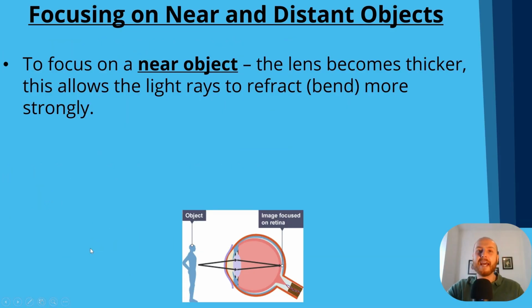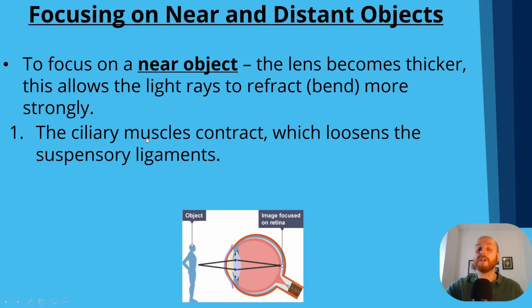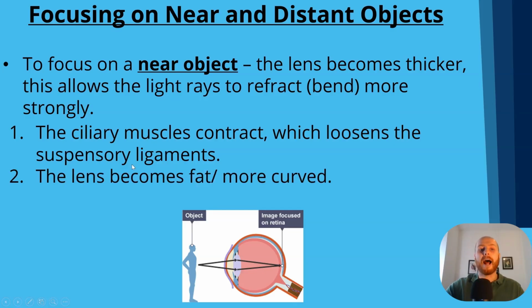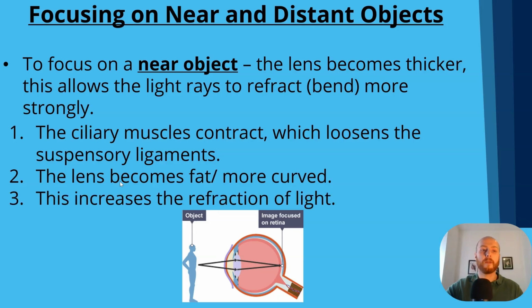Let's look at focusing on near and distant objects now. Now, to focus on a near object, the lens becomes thicker, and this allows the light rays to refract, as I said earlier, bend more strongly. The ciliary muscles will contract, which loosens the suspensory ligaments, and the lens then becomes more fat or curved to refract the light more strongly. Now, this increases the refraction of light because it'll be a sharper angle, and it will focus it at this bottom diagram on the retina at the back of the eyeball, where all of those important light receptors are, so that they can carry those electrical impulses through the optic nerve to the brain for processing.